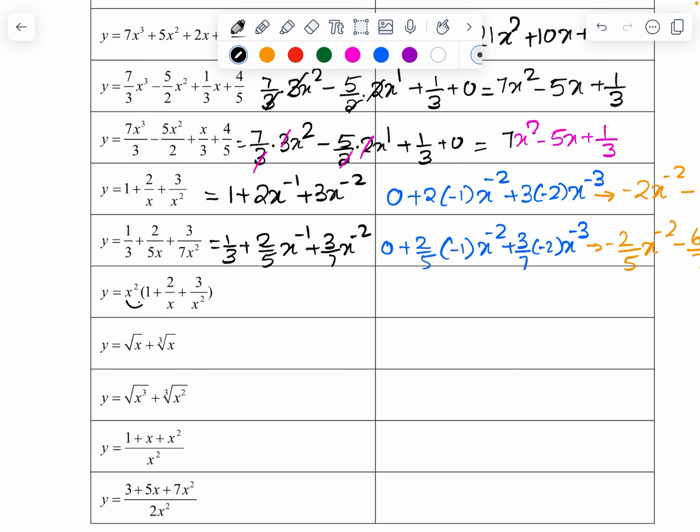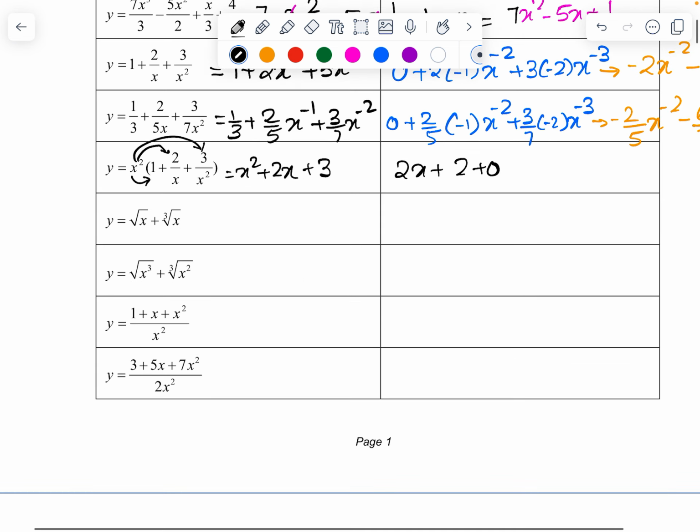First try to multiply this one. x squared times 1 is x squared. x squared times this 2 upon x is 2x. x squared times 3 upon x squared is 3. What will be the derivative? It will become 2x plus 2 plus 0.